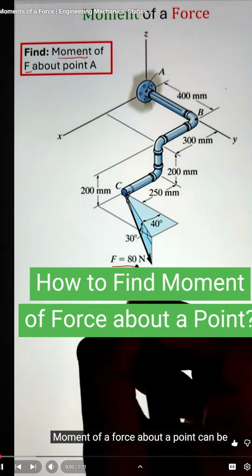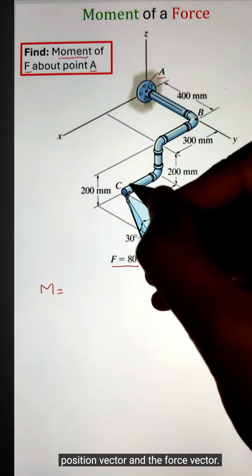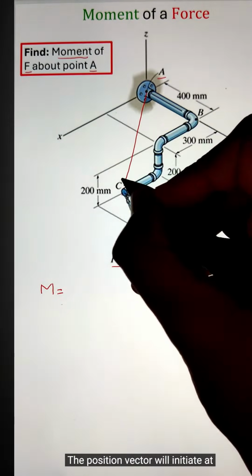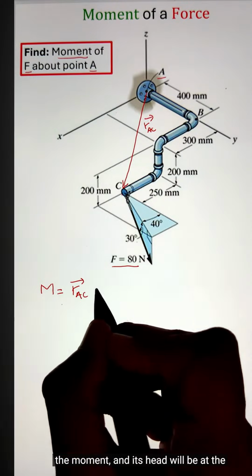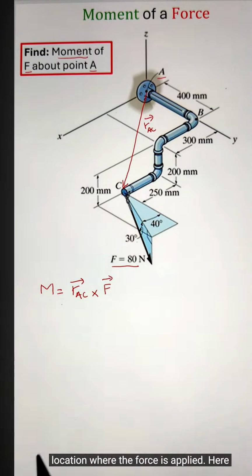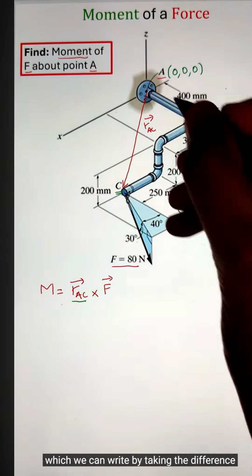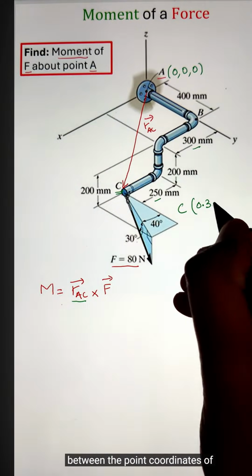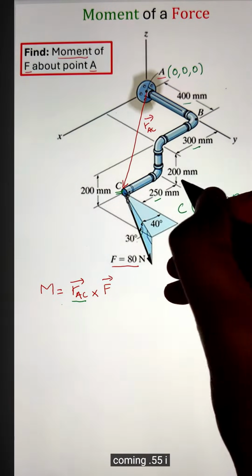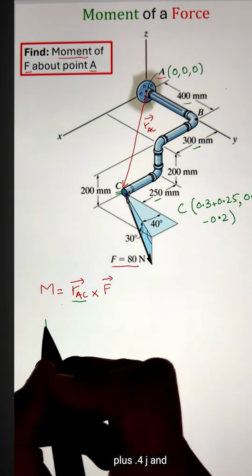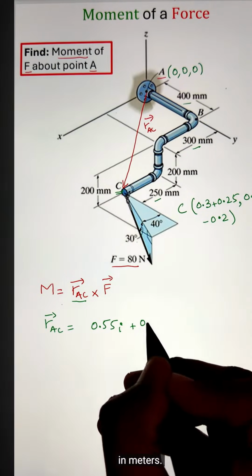Moment of a force about a point can be calculated by taking the cross product of the position vector and the force vector. The position vector will initiate at the point at which we want to calculate the moment, and its head will be at the location where the force is applied. Here the position vector is RAC, which we can write by taking the difference between the point coordinates of C and A, which is coming 0.55 i plus 0.4 j and negative 0.2 k in meters.